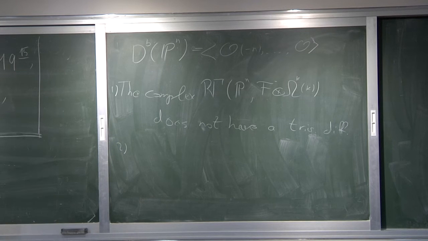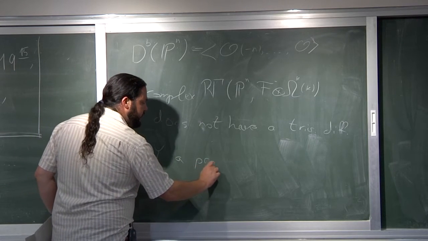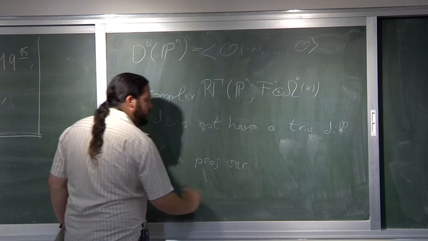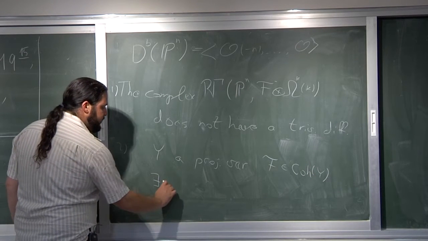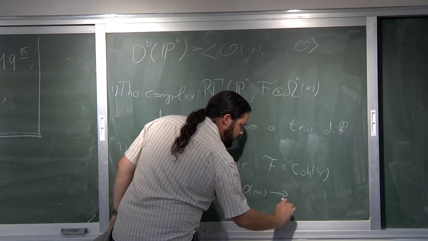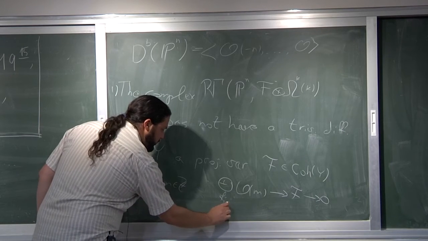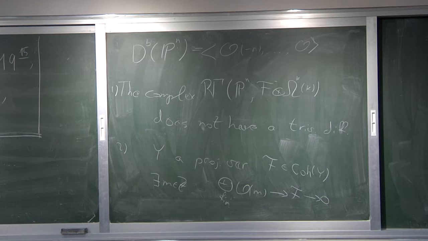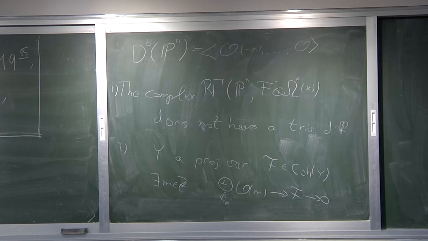The second remark is that this statement is a sort of generalization of the fact that if we have Y a projective variety and F some coherent sheaf, then there exists some integer n such that F can be obtained as a quotient of a finite direct sum of just the twisting sheaf. And the third remark that I want to make is that yesterday I cheated, but nobody caught me.